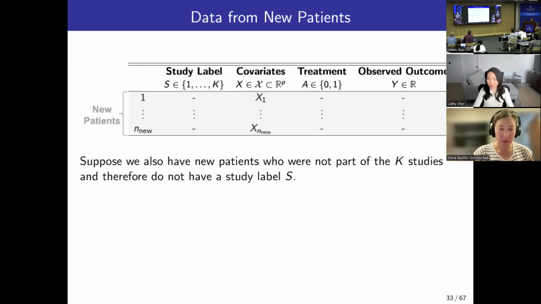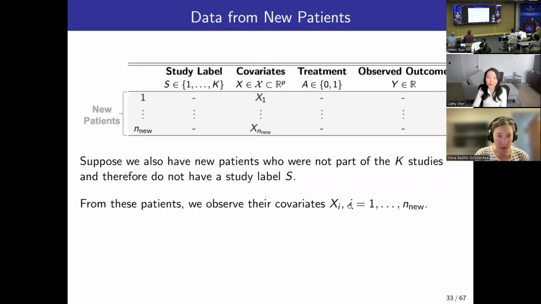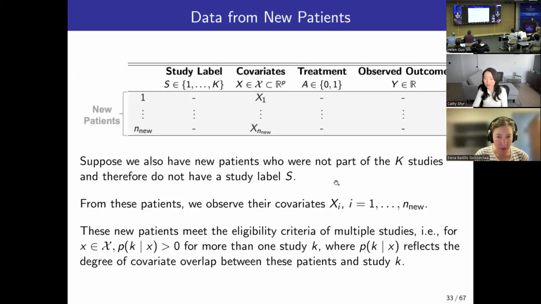In addition to the data from patients in these studies, suppose we also have new patients who were not part of the case studies, and therefore we do not have a study label S for these patients. From these patients, we observe their covariate X, and recall that these patients meet the eligibility criteria of multiple studies. So for some little x, their membership probability is going to be positive for more than one study k, where the membership probability reflects a degree of covariate overlap between these patients and study k.